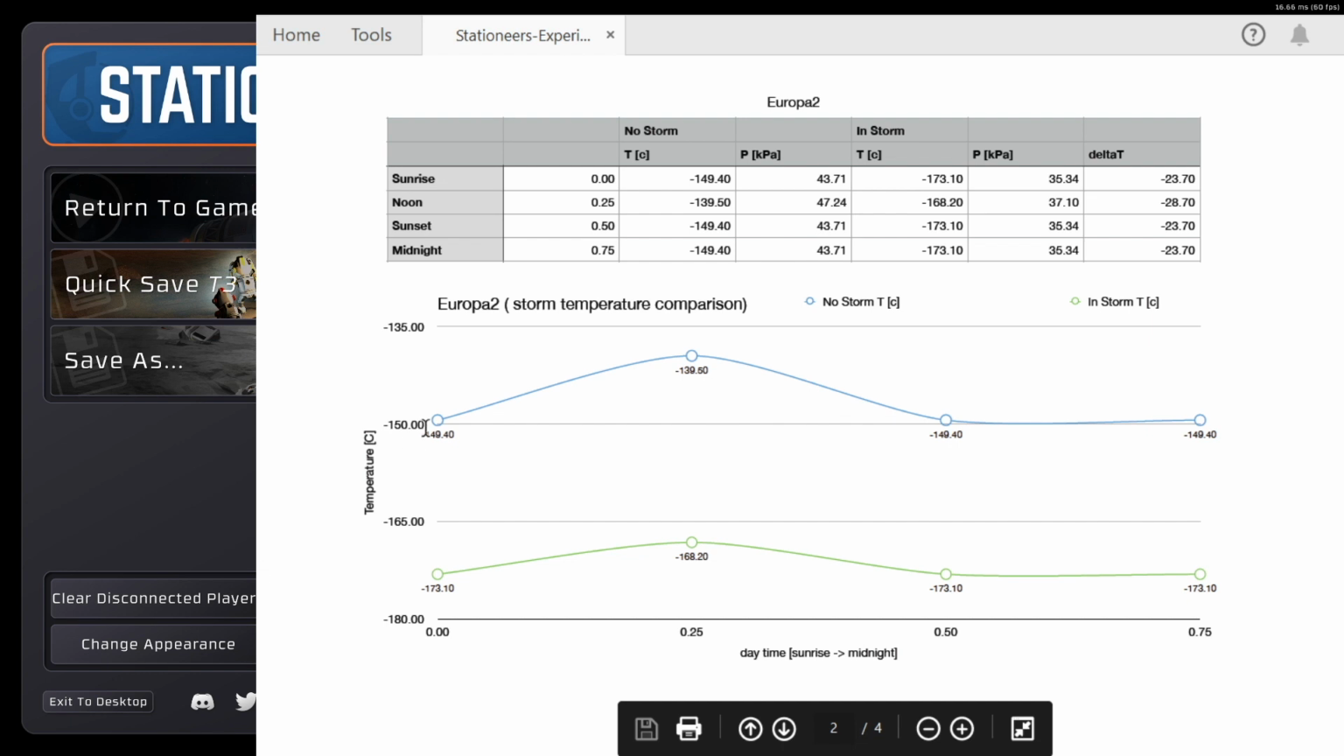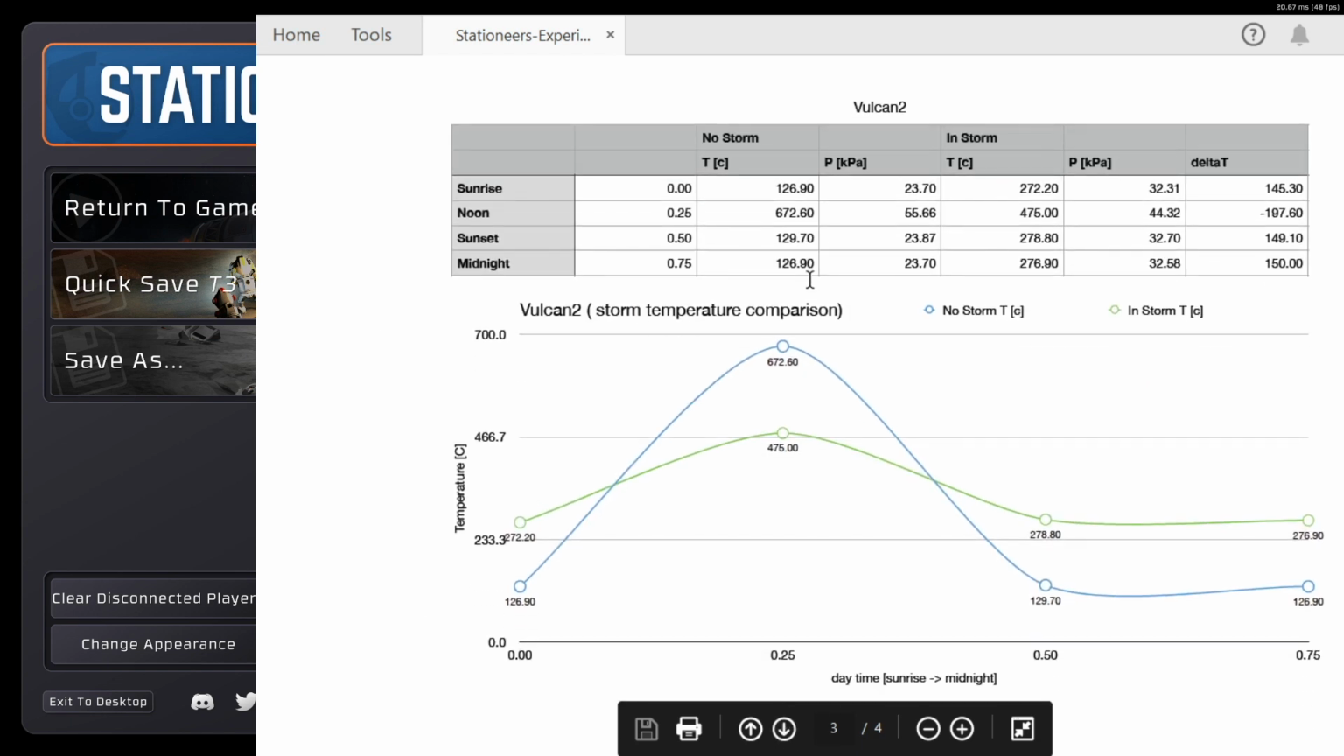As you can see, Europa has a baseline of minus 150 degrees, and it is only changing by 10 degrees at noon. And if you have a storm, we have a constant offset to the temperature, and in Europa's case, it is all dropping. If you remember, in Mars, if you had a minus temperature, it was rising, but on Europa, it is even dropping further. So you have to deal with very, very cold temperatures if you have a storm.